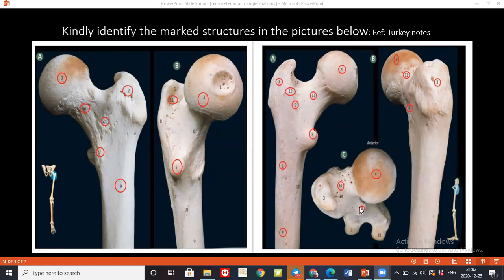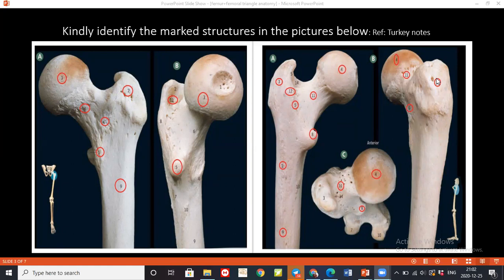Okay, number 8 over here. It's a tuberosity, isn't it? Okay, number 4 again in picture B. It's the head. Good. 11 is the neck. Okay, what is this, 6? Is it the one that linea aspera is getting up to? Number 6, intertrochanteric line. Okay, number 3. Number 3 is the greater trochanter.